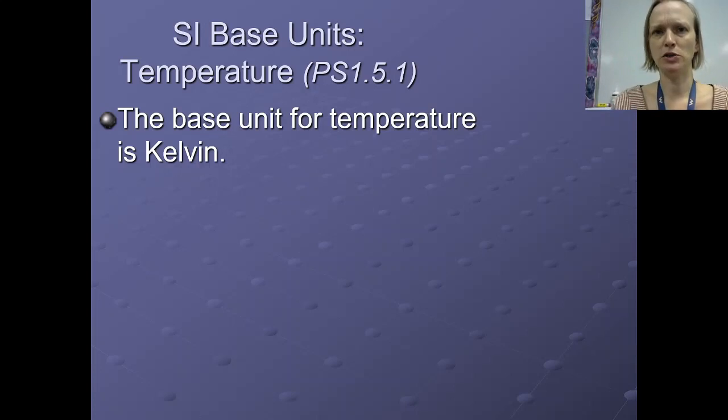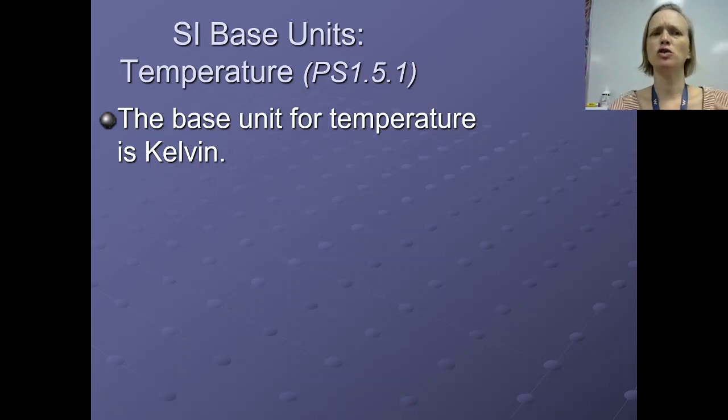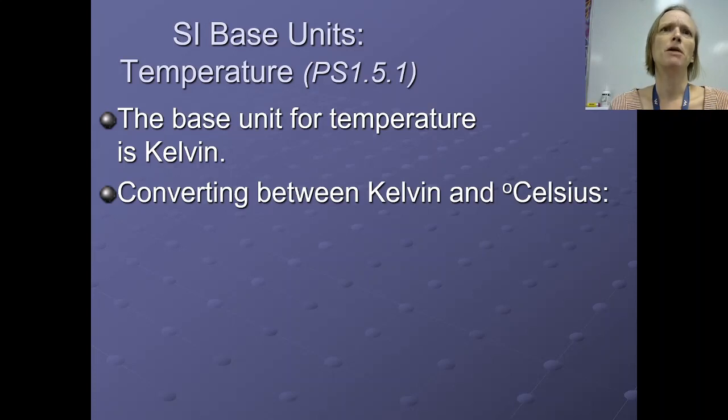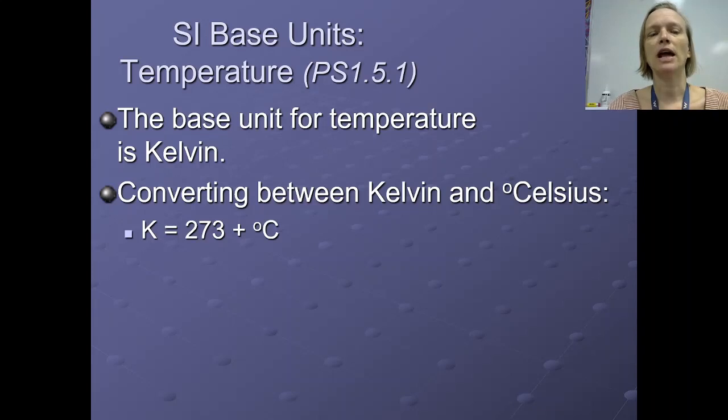Let's go back to those base units for a second. I told you that the base unit for temperature was Kelvin, but usually we don't measure things in everyday life in Kelvin. We're more likely to measure things in degrees Celsius. And so in order to convert between Kelvin and Celsius, if you have a temperature in Celsius, you add 273 to it to get the temperature in Kelvin.